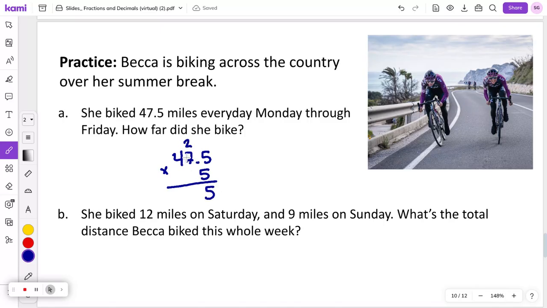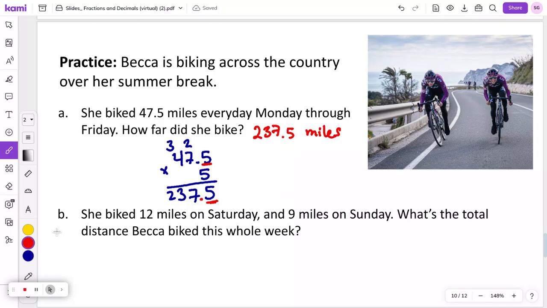7 times 5 is 35, plus my 2 is 37. And then 4 times 5, 20, plus 3 is 23. To know where the decimal goes in my answer, I'm just going to count. I see 1 number after a decimal point in the problem, so that means I need 1 number after the decimal point in my answer. So we can say she biked 237.5 miles. That is a lot.